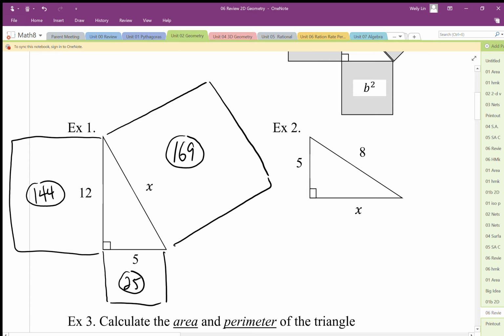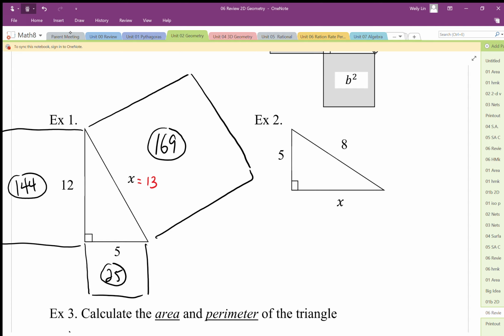Okay, so the circled bits represent the areas. To go from side length to area, we square. We want to find x. So finding x, we're going to take the area and square root it. And we get the length of x is equal to 13. So when we look at the lengths here, 12, 5, and this is going to be a little bit longer than 12. Again, make note that this is definitely not 12 plus 5 equals this length here. Okay, that would be way too long.